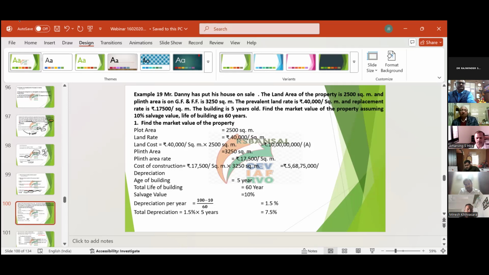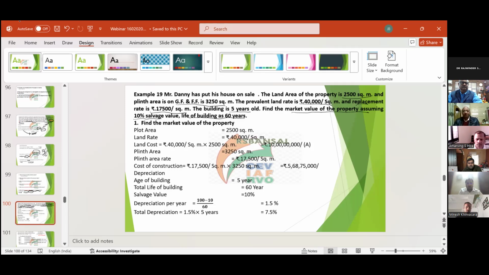Mr. Danny has put his house on sale. The land area of the property is 2,500 square meter and plinth area of ground floor and first floor is 3,250 square meter. The prevalent rate is 40,000 per square meter and replacement rate is 17,500 per square meter. The building is 5 years old. Find the market value of the property assuming 10% salvage. Life of the building is 60 years.